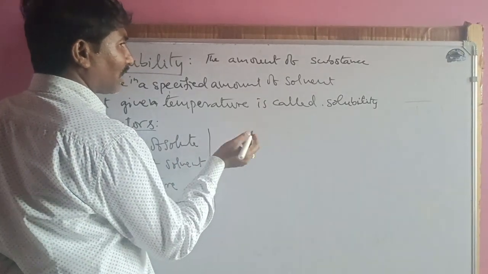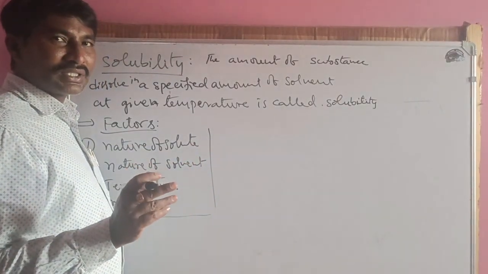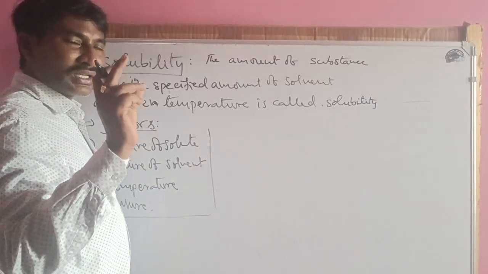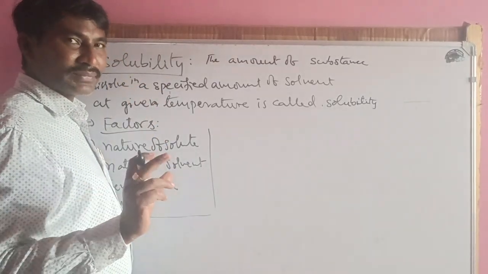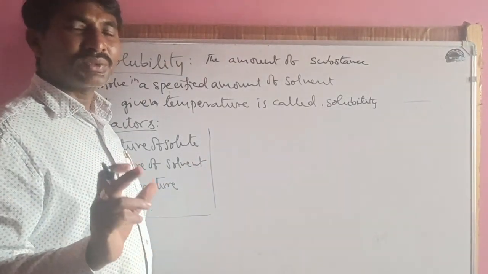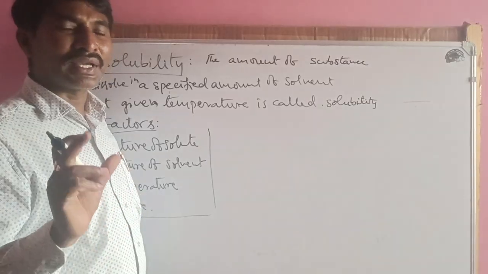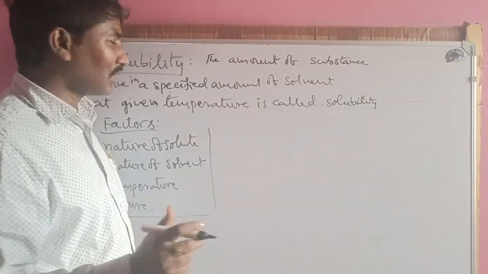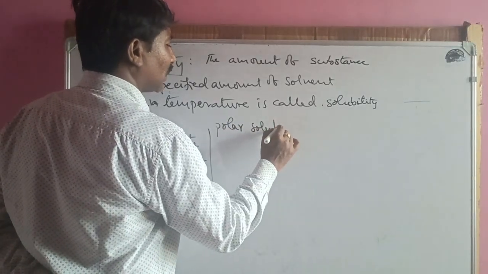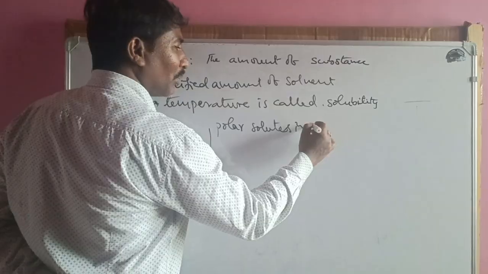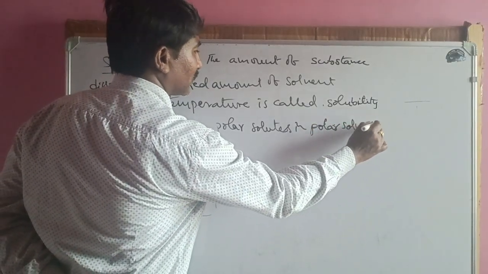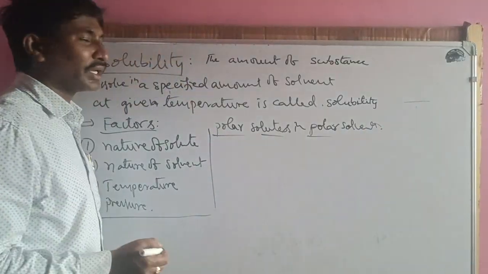If the solid and solvent are of similar nature, the solid dissolves in that solvent. Suppose the solid is ionic in nature, it dissolves in water, which is also ionic in nature. So polar solids dissolve in polar solvents.